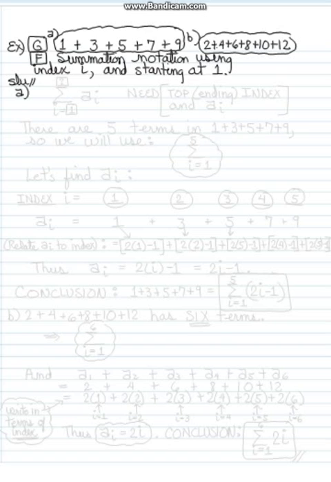We're given two sums. Part A is the sum of the following terms: 1 plus 3 plus 5 plus 7 plus 9, and part B is 2 plus 4 plus 6 plus 8 plus 10 plus 12. They want us to take each one of those and find summation notation using the index I and starting with the index 1.